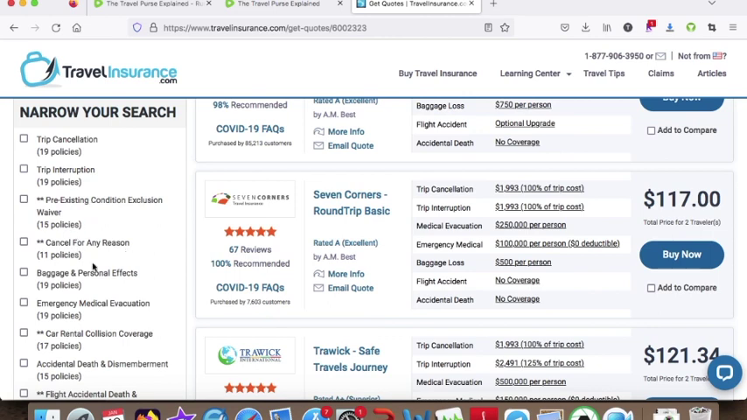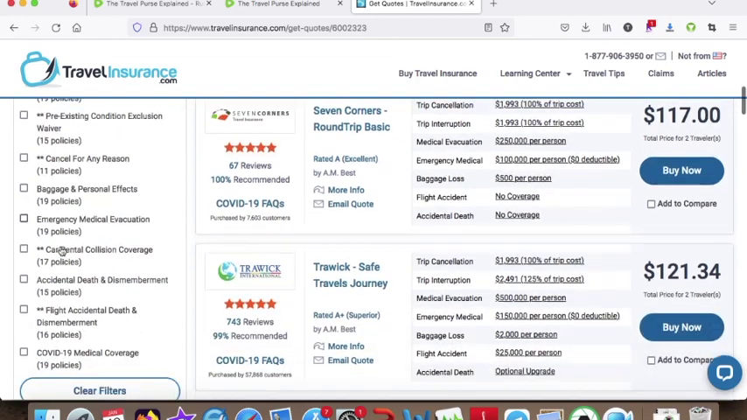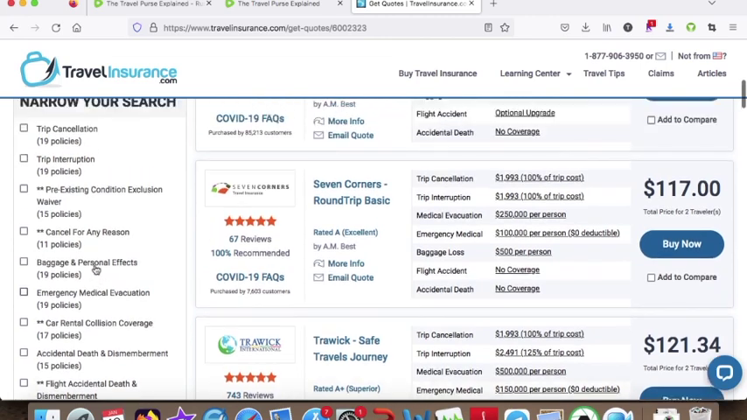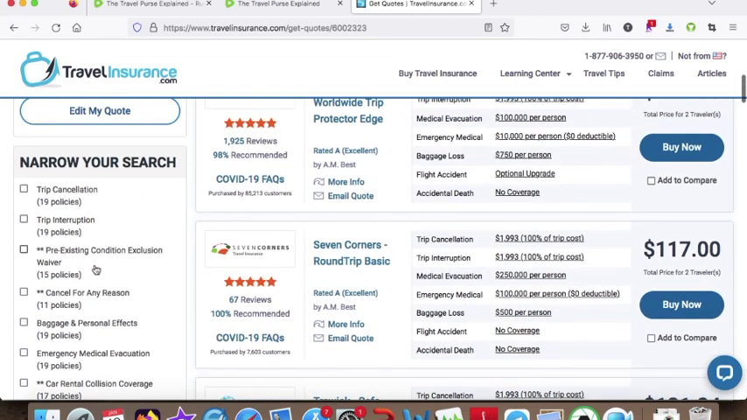Cancel for any reason. That's going to be important. You want to be able to cancel for whatever reason. You just decide COVID is out there. I don't really want to deal with it. And so I'm just not going to go. You want to be able to have that option. Accidental death and dismemberment. These are different things that if they're important to you in a policy, you want to select it. It'll help you narrow your search and make your decision.